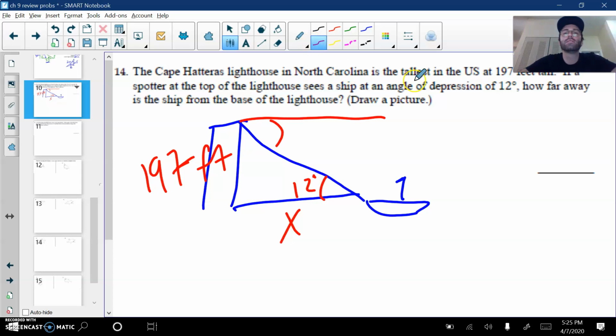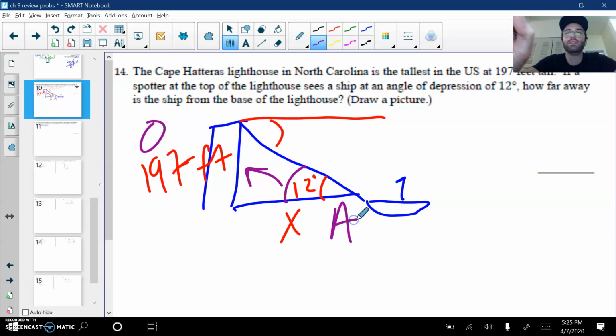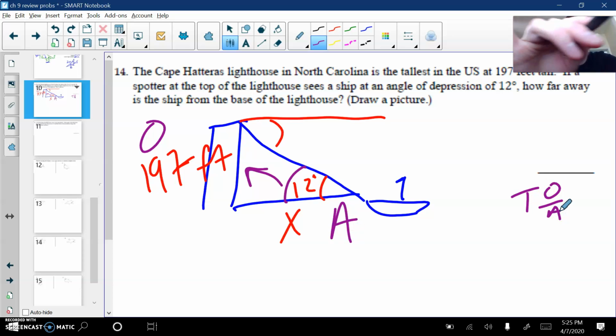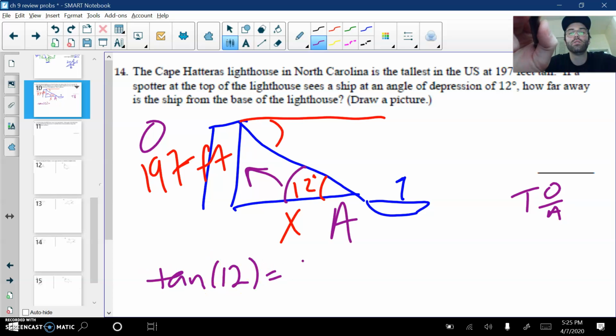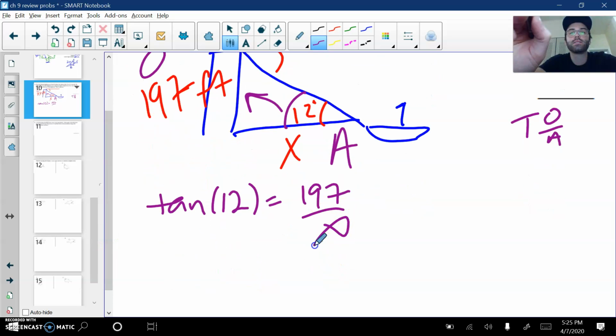So since this is neither a 30-60-90 or a 45-45-90 triangle, I have to use trig. All right, this is my reference angle here, trig meaning SOHCAHTOA. This is my reference angle here, the 12. So this side here is going to be the opposite, and this is going to be the adjacent. So I'm going to use TOA, tangent. Tangent of 12 equals O, which is 197, over A, which is X.